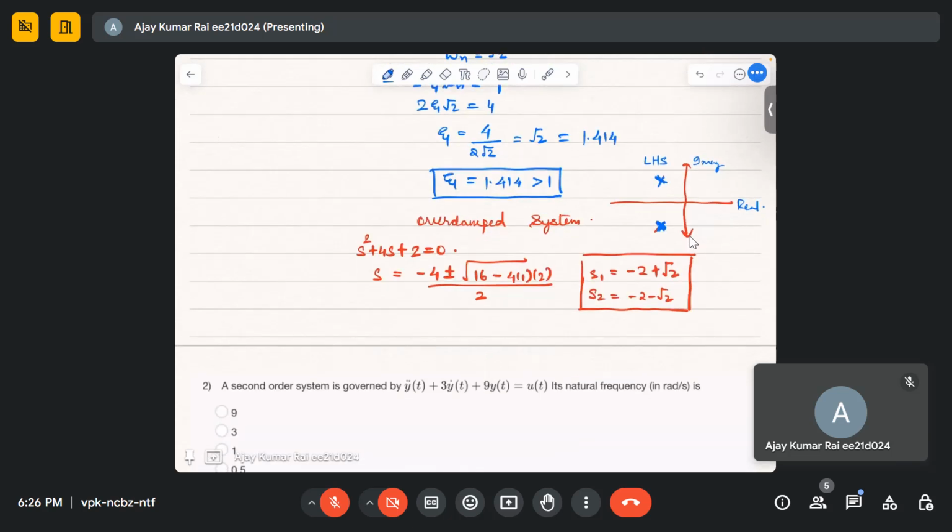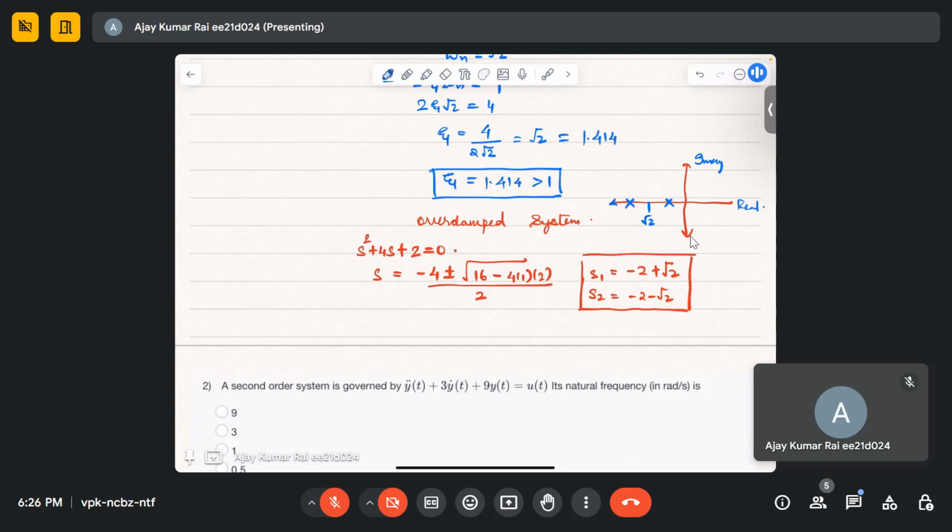No, sorry, this is not... actually, the roots are lying here. So here, on the real axis. That's why, and this will be omega n and root 2.